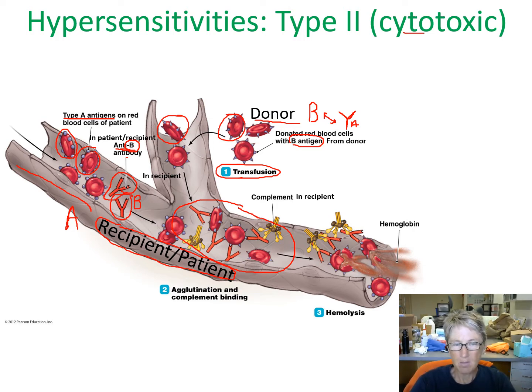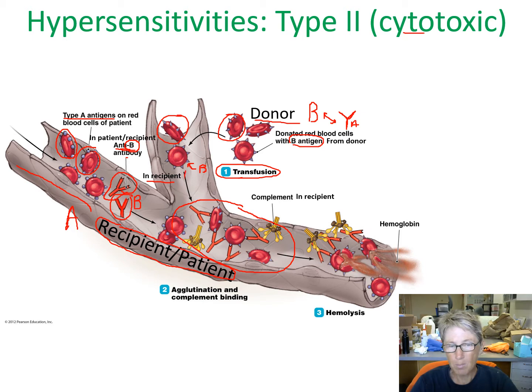The donor's red blood cells go into the recipient's blood vessel. I'm sorry, did I say that wrong? This says recipient. Oh, I see what it's saying. The donor's red blood cells go into the recipient blood vessel. So the donor's red blood cells have B antigens on them. The recipient's antibodies are anti-B antibodies. That means they're looking for B antigen. There's the problem right there.